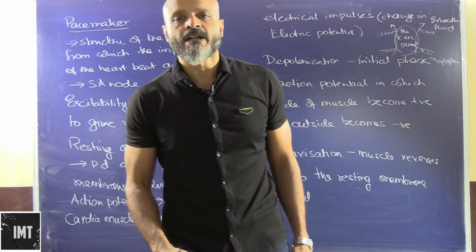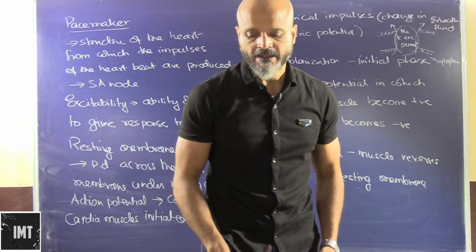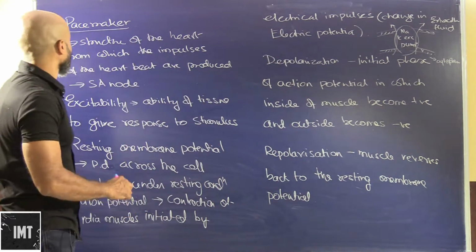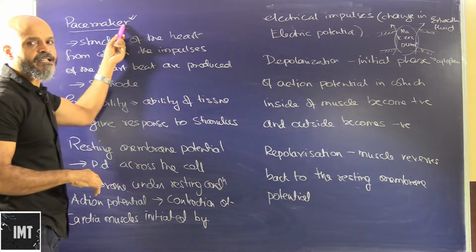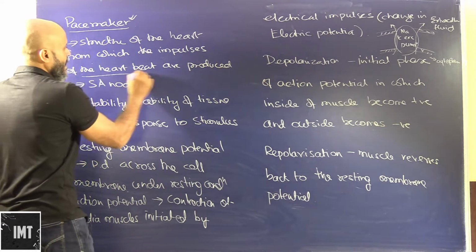Okay, so before we start on the entire conduction system of the heart, we need to have a general idea of certain terms which are involved. First of all we have the pacemaker. What is basically the pacemaker of the heart? It is the structure of the heart from which the impulses of the heartbeat are produced.